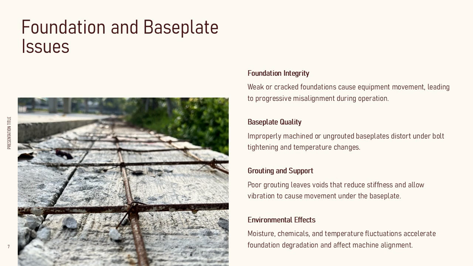Over time, foundation settlement or concrete degradation can also alter alignment conditions. Environmental factors such as moisture, chemical exposure, and temperature fluctuations may accelerate foundation deterioration. Because alignment depends on the stability of the entire support structure, even perfectly aligned machines can become misaligned if the foundation system is compromised. Effective prevention includes proper foundation design, high-quality grouting, routine inspection, and periodic verification of baseplate integrity. A stable foundation ensures that alignment efforts remain effective over the long term.